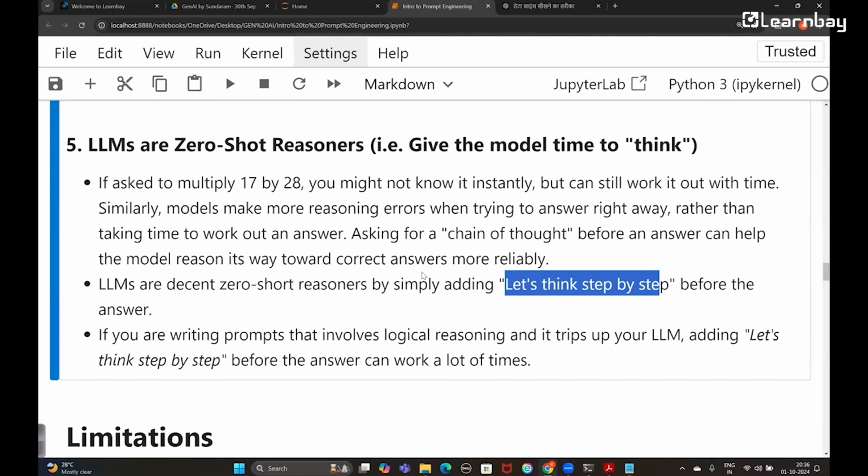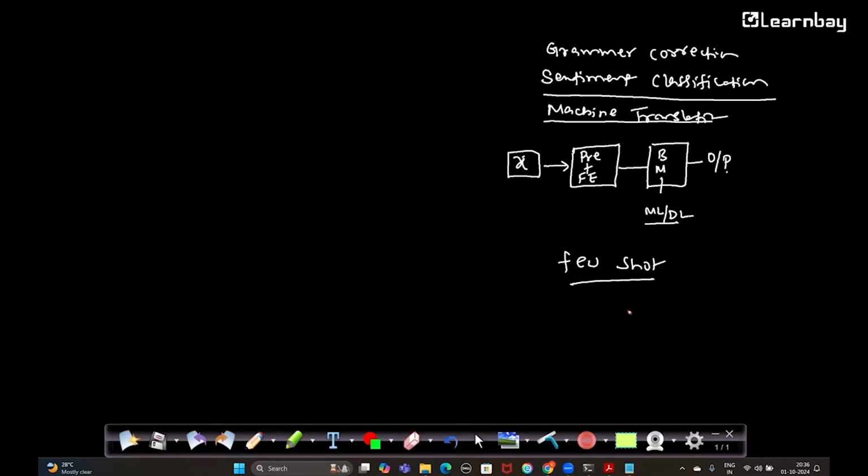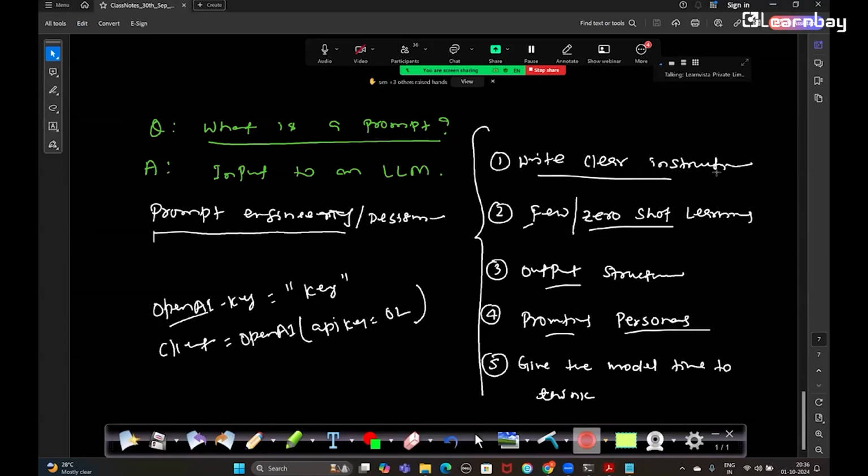And why I'm telling you, because there are two more very popular techniques which recently came, from August onwards, very popular. Apart from the five parts, the first part I told you here: write clear instruction, few or zero shot learning, output structure, prompt personas and personalities, and give the model time to think, means let's think step by step.